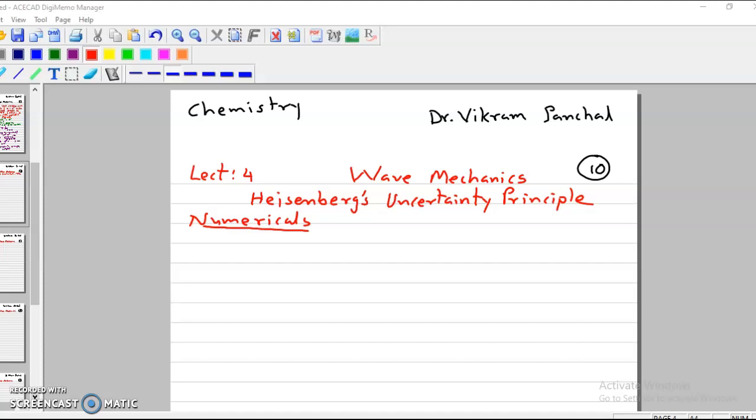In the previous lecture, I've already discussed Heisenberg's uncertainty principle and one numerical. In this lecture also, I will take one numerical and see how we compare Bohr's model, de Broglie's model and Heisenberg's model. Okay, so I'll start again with a second numerical.